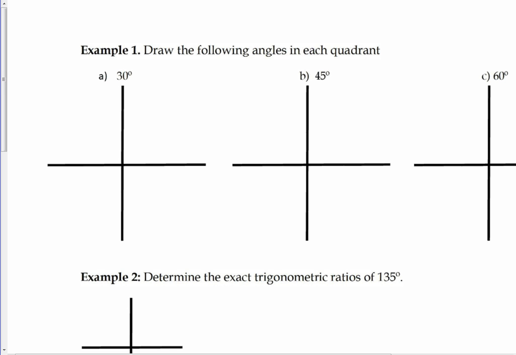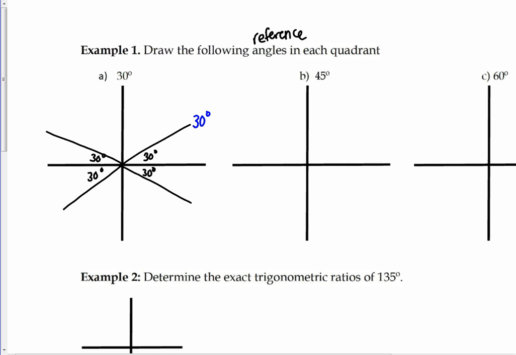Okay, so draw 30 degrees in each reference angle. Draw the following reference angles in each quadrant. Okay, so let's do that. What I'd like you to do is figure out each one of these angles. So I'll do the first one with you, and then you can do the other two. In the first quadrant, what would the angle be? 30, same as your reference.